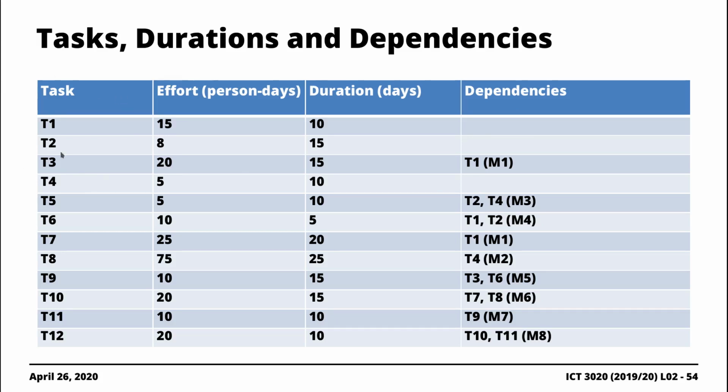So for instance, task number 3 is dependent on task number 1. Ignore the M's here. These are just milestones, right? So what we're saying here is that milestone 1 is associated with task number 1. Okay, so I thought we'd pause here, and then we're just going to briefly walk through the different artifacts.